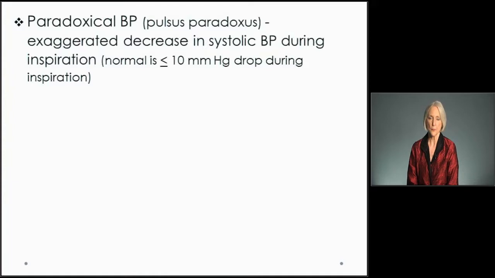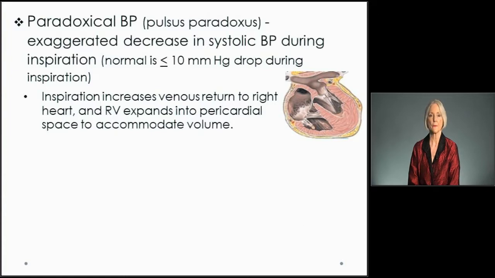Another thing about blood pressure that we learned, but a lot of times we forget these things if we don't use them every day, is a thing called paradoxical blood pressure, or pulsus paradoxus. This is an exaggerated decrease in the systolic blood pressure that can occur when someone inhales during inspiration. Normally, when we breathe in, there's about a 10 millimeter of mercury drop in systolic blood pressure during inspiration. Up to 10 is normal.